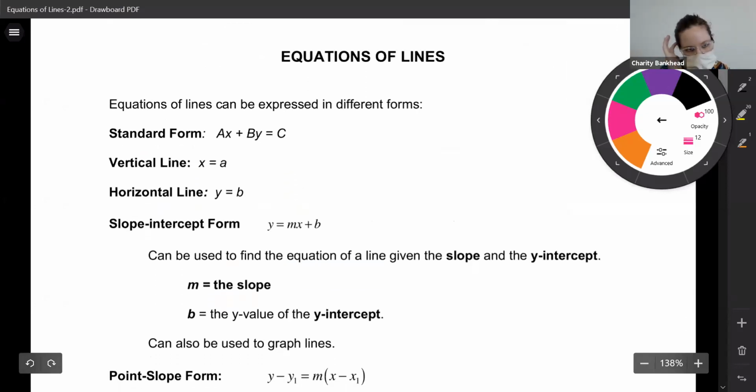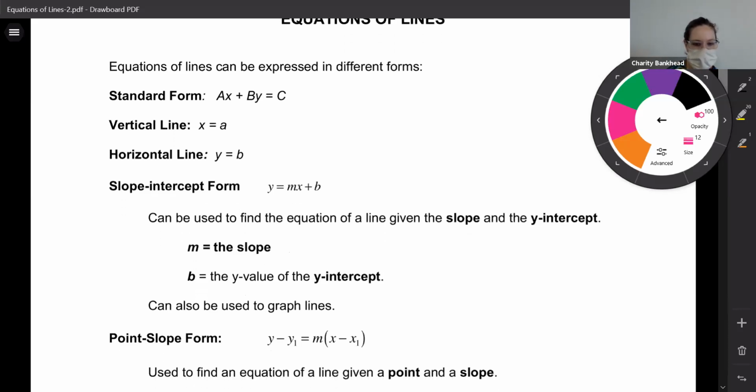Equations of lines. Okay, so equations of lines can be expressed in different forms. You have standard form, which is ax plus by equals c. I don't like that one. And then you have the slope-intercept form. So we basically talked about all these a little bit already. So a vertical line would be x equals a number, a horizontal line is y equals a number. And then you've got the slope-intercept form, which is y equals mx plus b. We talked about that.